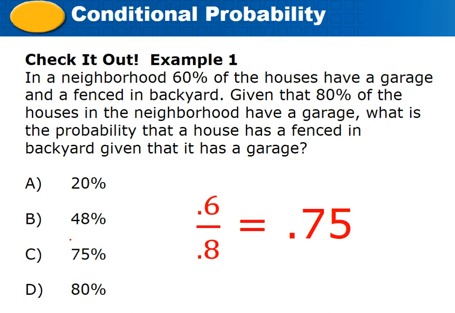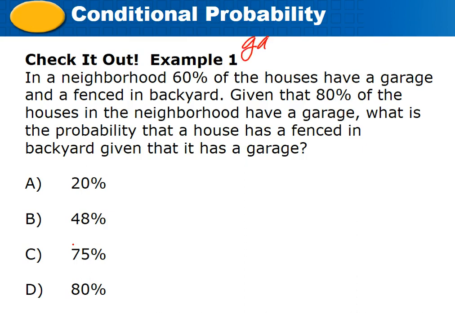Our next problem is the Check It Out example 1. You should go ahead and try this one and then come back to me. In a neighborhood, 60% of the houses have a garage and a fenced backyard. Given that 80% of the houses in the neighborhood have a garage, what is the probability the house has a fenced-in backyard? So this time, again, we're going to talk about the garage and a fence.